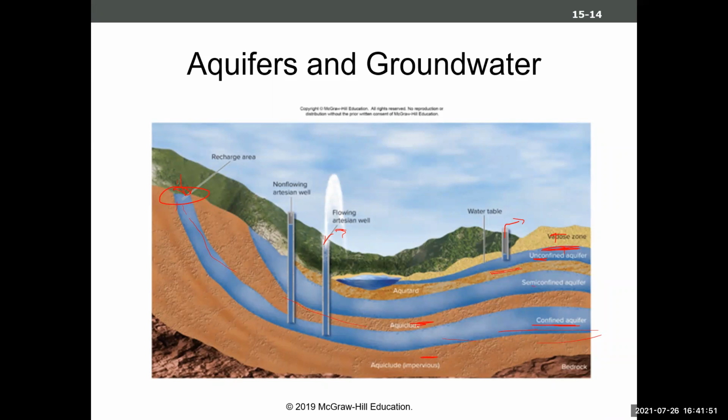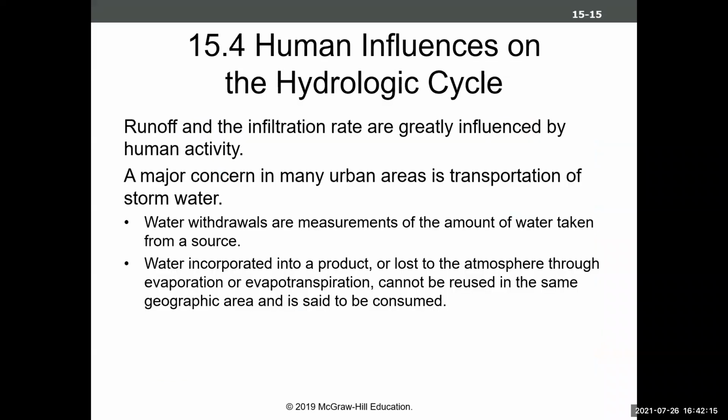Now, a semi-confined aquifer would be one that is separated by an aquiclude, so that impervious surface, and then an aquitard, which is that permeable surface to water. So it's not completely confined. It has one impervious layer, but it also has a permeable layer above it. Okay, so next we're going to look at how humans can influence the hydrologic cycle.